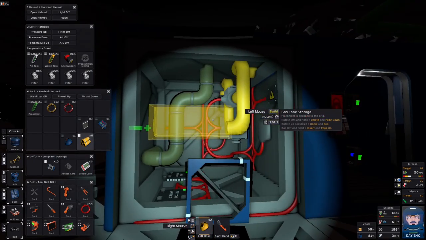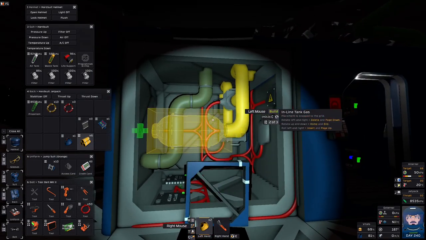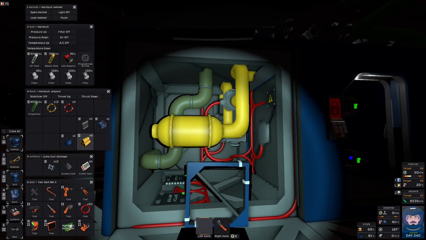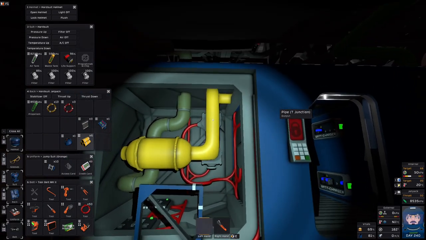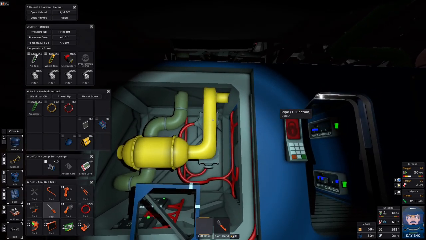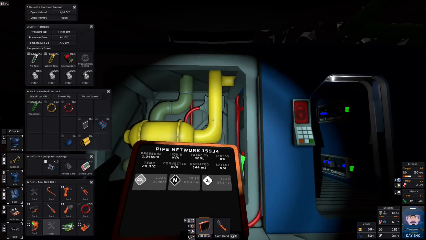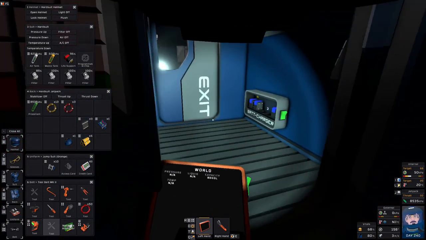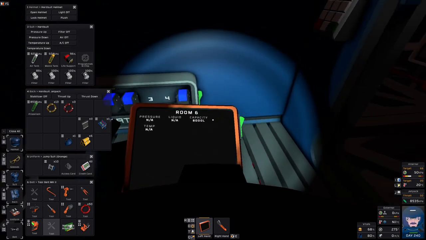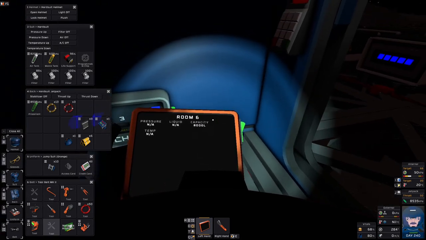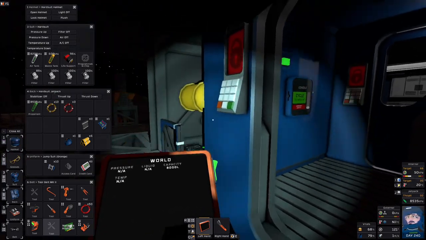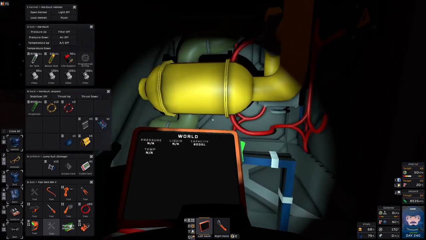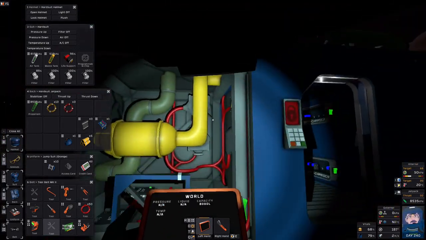So we're going to take this and put an inline tank there, and that's going to increase the volume. Now we have 300 liters of capacity in there. That should be plenty. So let's go ahead and close this back up.